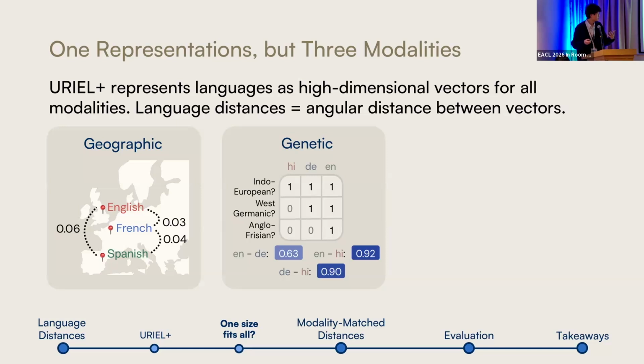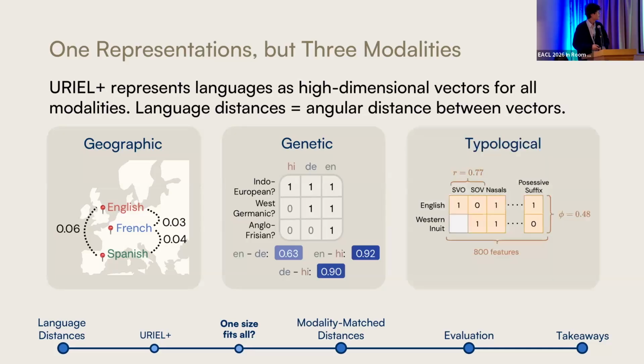But in our case, we see that these distances are unusually high, and that is encoding some kind of issue with the geometry that is being used. For the typological modality, the typological vectors in URIEL+ have 800 features, and a lot of them tend to be correlated in reality. So, for example, the syntactic feature of word order is operationalized in URIEL+ as multiple features, one for SVO, one for SOV, one for OSV, etc. And this gives us a lot of noise in our distances.